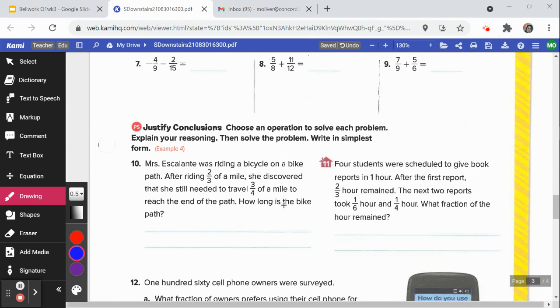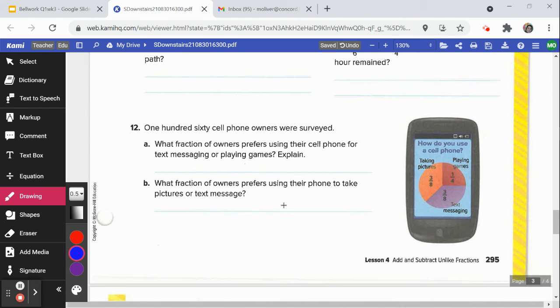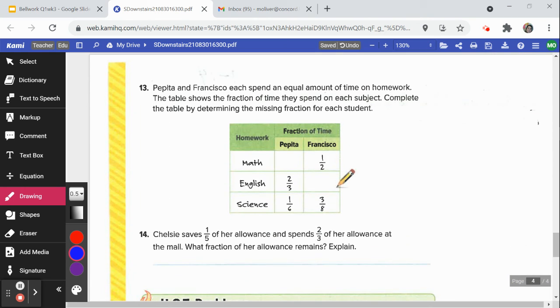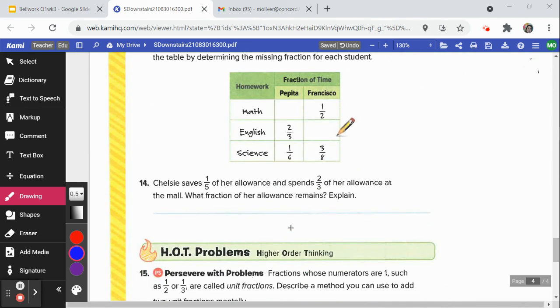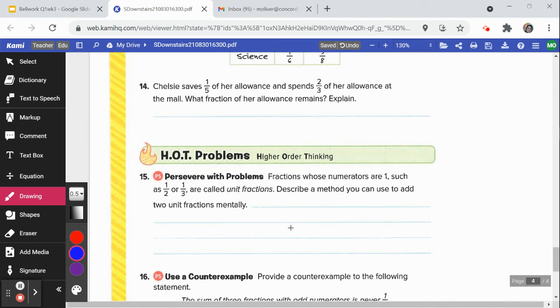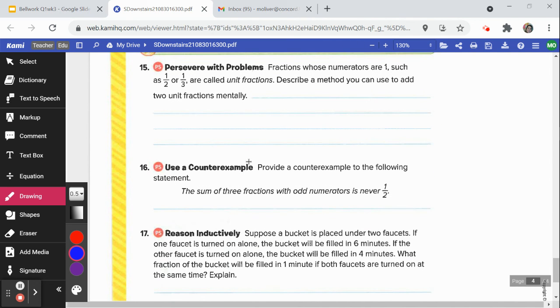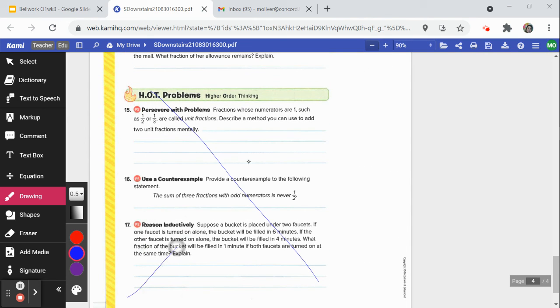So you do that with 1 through 9. 10 and 11 are word problems. 12, you're using the cell phone to help you. Okay, and then Peppa and Francisco, you're going to use the table to help you with that. That's on the next page. So we went from 295 to 296. And then Chelsea saves 1/5 of her allowance and spends 2/3 of her allowance. Make sure you pay attention to those vocab words. Now these other ones we're not doing. So you can just be like, nope, don't have to do them.